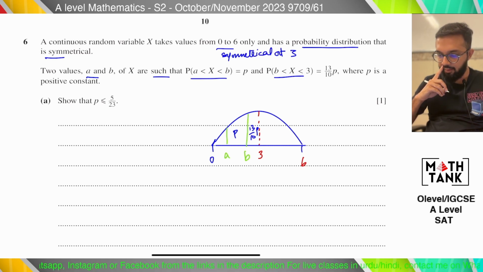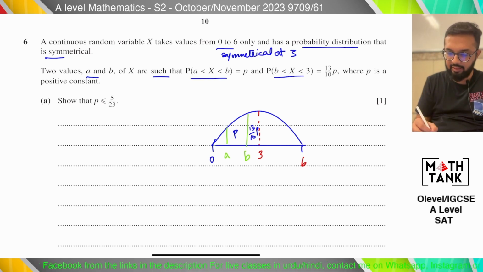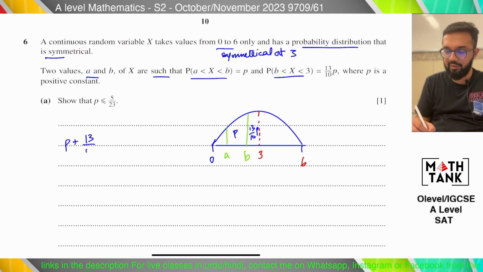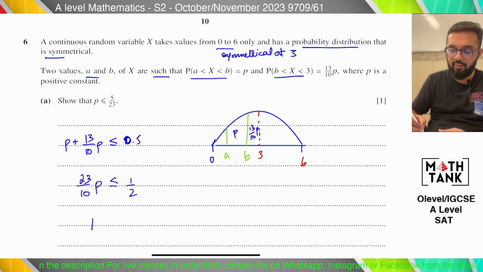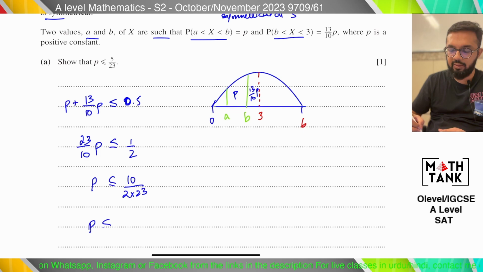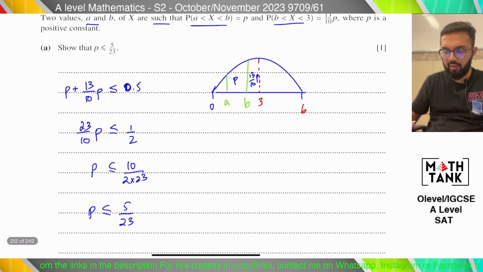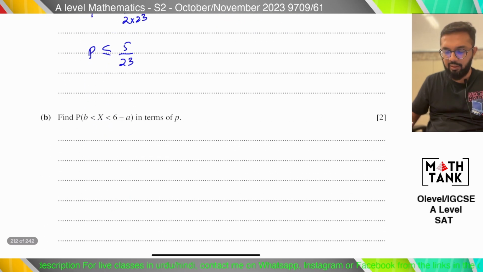So I know for a fact that p plus 13 over 10 p should be less than or equal to half. The probability is 0.5, right? So it should be less than or equal to 0.5. So that gives me 23 over 10 p is less than or equal to half. p is therefore less than or equal to 10 over 2 times 23. Does that give me my answer? Yes, p is less than or equal to 5 over 23. It's just about drawing it and then seeing the conclusion. This drawing will help me later on as well.